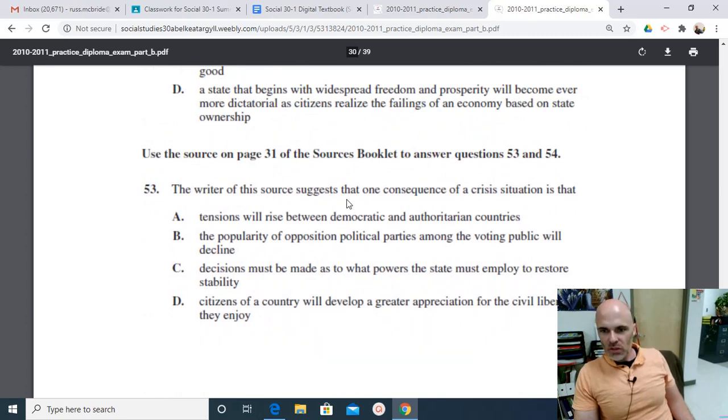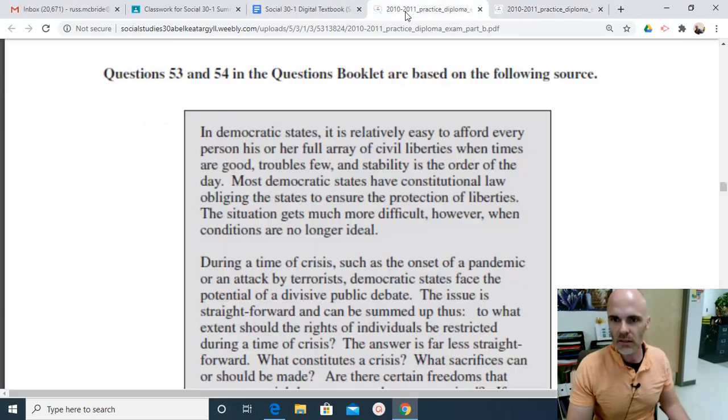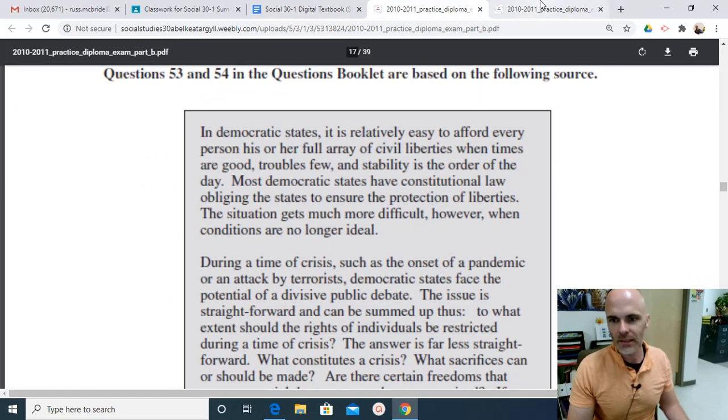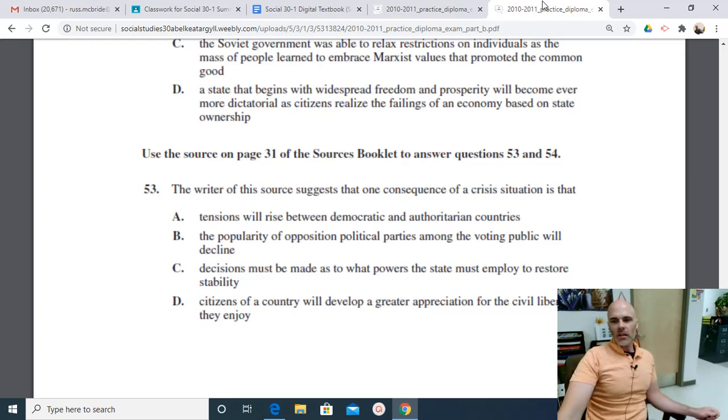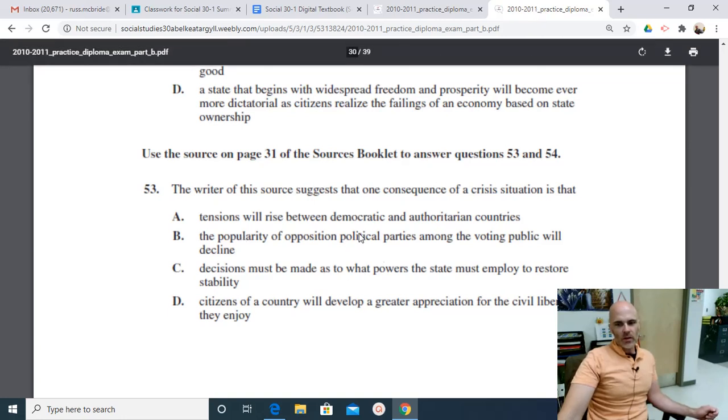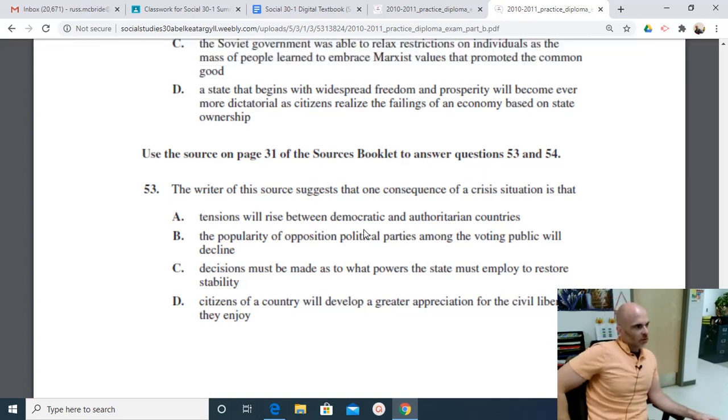The writer of this source suggests that one consequence of a crisis. Are these political? Yeah. One consequence of a crisis is that tensions will rise between democratic and authoritarian countries. What would that look like? Okay. Popularity of opposition political parties among the voting will decline. Okay, those two things look different. Tension between democracy and authoritarian, A. B, popularity of opposition parties will decline. Decisions will be made as to what powers the state must employ to restore stability. Citizens will develop a greater appreciation.